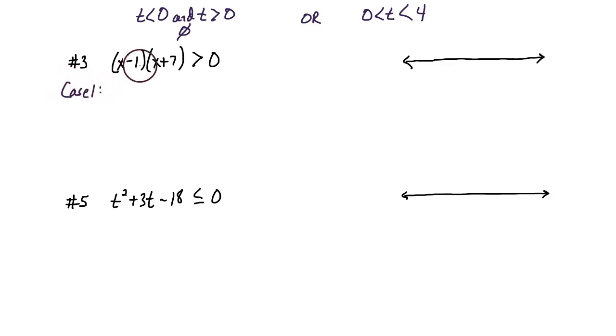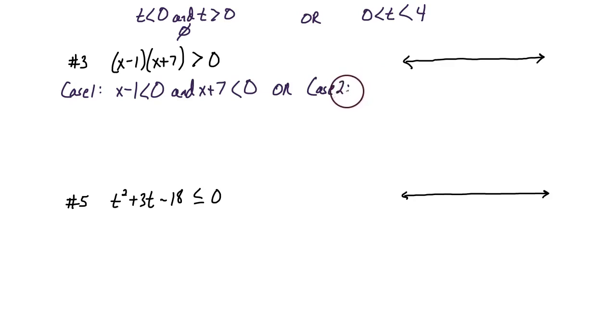Case number 1, both of the numbers could be negative. So the x minus 1 could be less than 0, and the x plus 7 could be less than 0. If both of them are less than 0, meaning both of them are negative, then their product would be greater than 0. Now the word or, and let's consider case number 2.